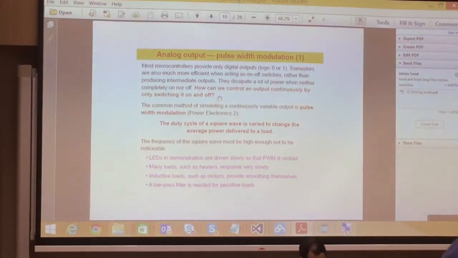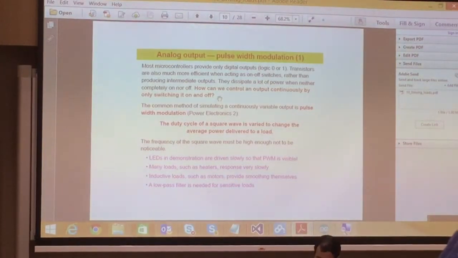Now the idea for pulse width modulation is that you can control the duty cycle of the square waveform, so that you can change the average output voltage or output power.